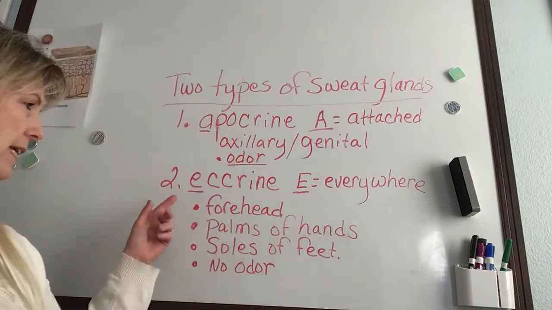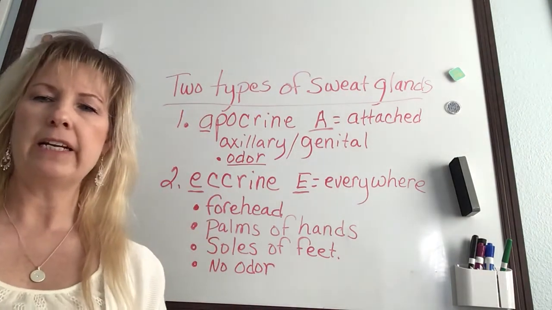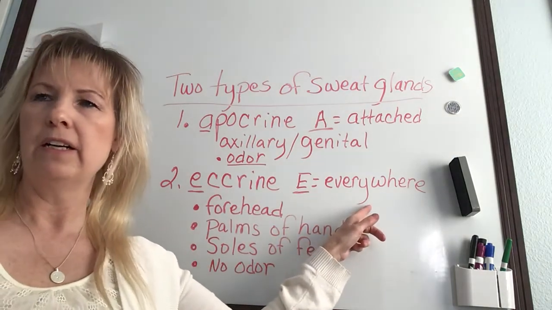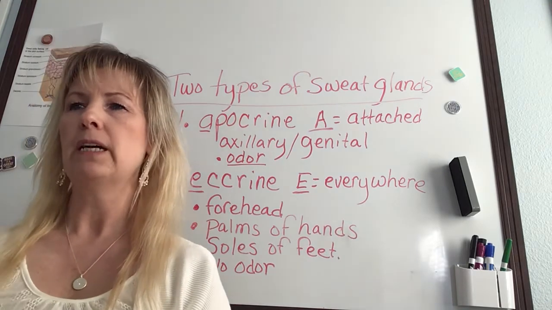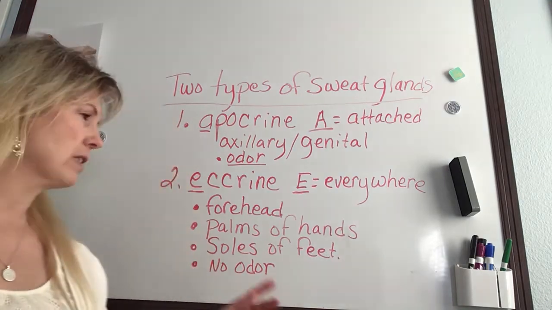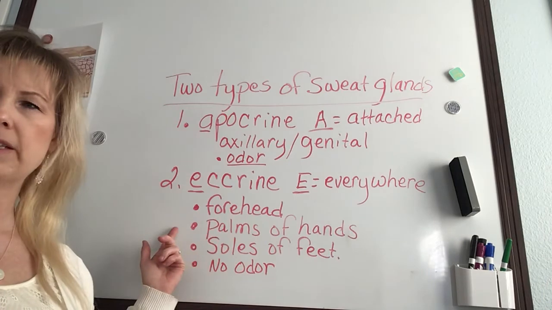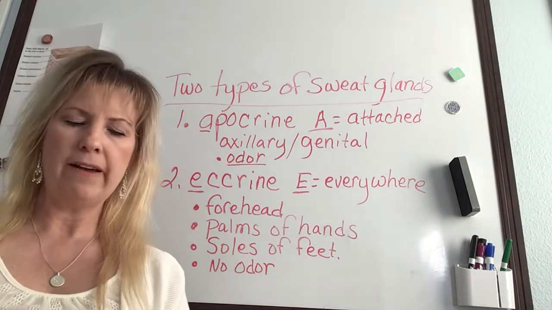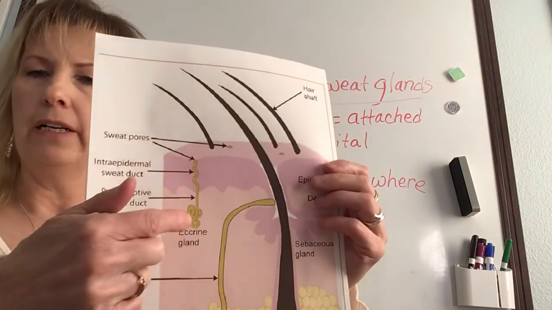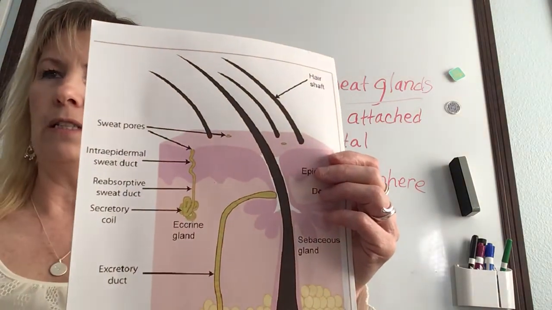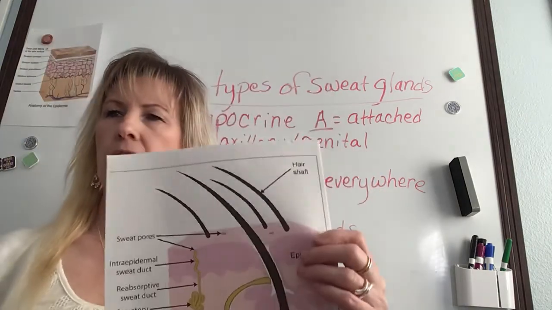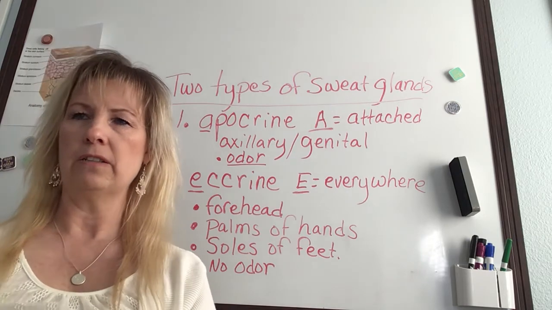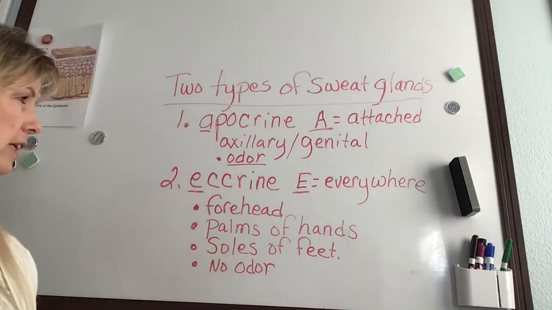Now the other one is the eccrine gland, and I underlined the E, and I put E for everywhere. These are found all over the body, but we find them mostly on the forehead, palms of the hands, and of course the soles of the feet. They do have a duct, so you can see here, it's got a duct to the outside surface. These glands are not connected to hair follicles.